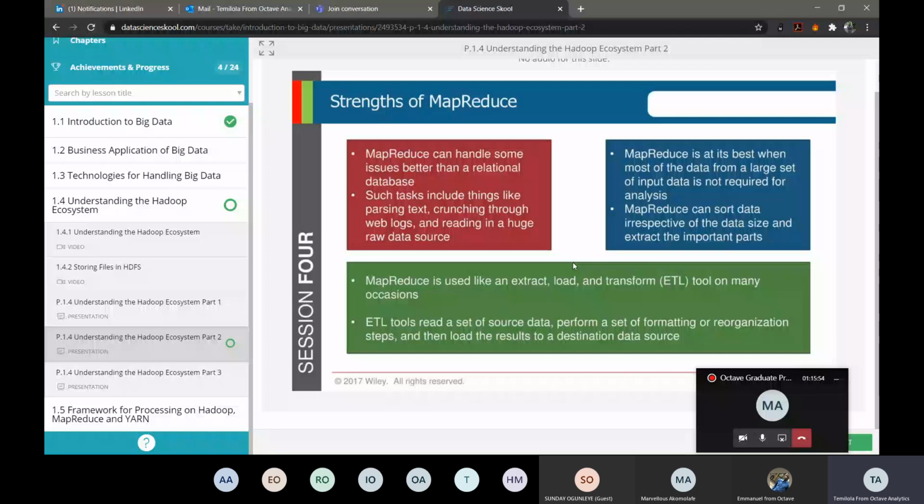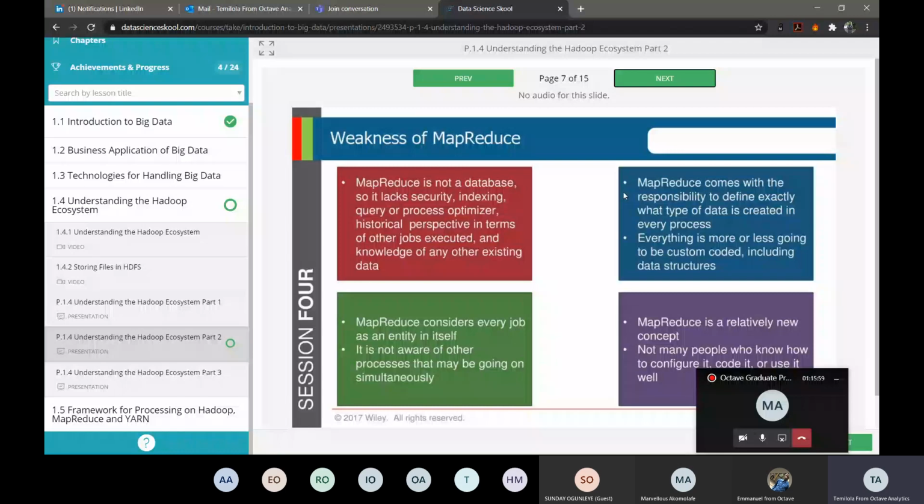So what's the weakness of MapReduce? Like I said, MapReduce is an engine. It is not a database. So it lacks security. You cannot index or query. You cannot do process optimization, and you cannot get a historical perspective in terms of other jobs executed. You can't have access to them, or to knowledge of other existing data. Then MapReduce considers every job as an entity in itself. It is not aware of other processes that may be running simultaneously.